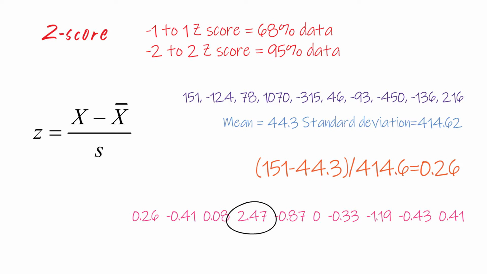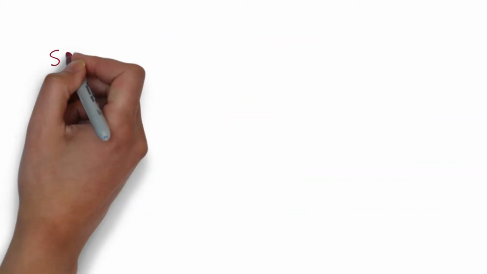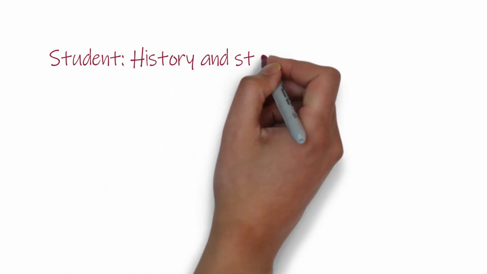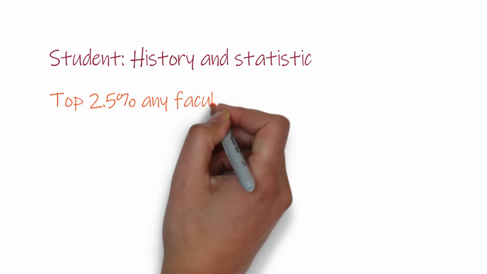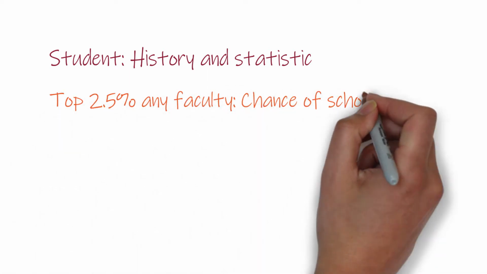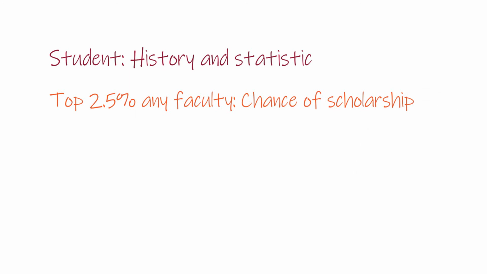Another advantage of z-score is it allows you to compare completely different data sets. So for example, let's say you're a history and statistics student and you learn the top 2.5% of any faculty students have a chance of getting a scholarship. So you decide to just choose one subject and focus on it.